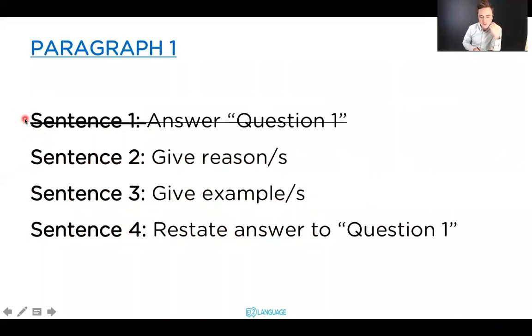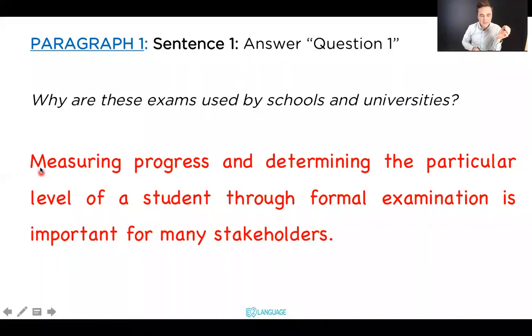Now let's move on to sentence 2. We've done sentence 1. We've answered question 1. I now need to give reasons. So for mine, we measure progress and we determine the particular level of the student through formal examination. Why? Because it's important for stakeholders. Stakeholders might be the students or the teachers or the university administration people. In other words, the different people involved. So that's what I'm building my paragraph around. Yours might be different. That's fine.